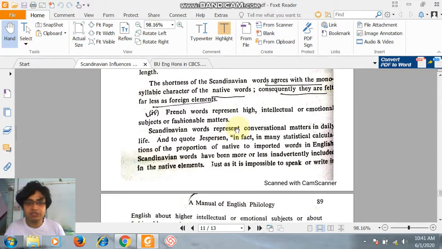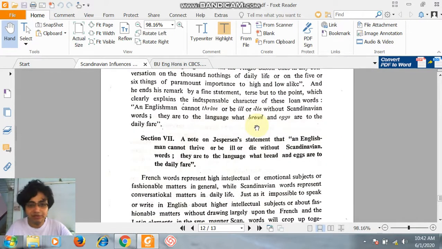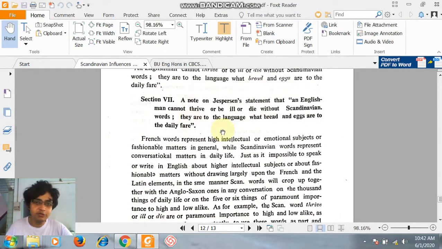French words represent high intellectual or emotional subjects or fashionable matters, while Scandinavian words represent daily conversational matters in our daily life. And to quote Otto Jespersen, in many statistical calculations of the proportion of the native to imported words in English, Scandinavian words have been more or less inadvertently included in the native elements. Hence, Otto Jespersen says that an Englishman cannot thrive or be ill or die without the Scandinavian.